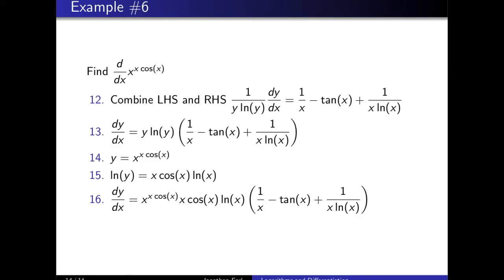Okay, well, from what we've said before, y is x to the x cosine of x, and ln of y is x cosine of x times ln of x. So just putting those two things into line 13, we'll get a final answer of dy by dx is going to be equal to x to the x cosine of x times cosine of x times ln of x, and then all times 1 over x minus tan of x plus 1 over x ln x. Okay, so that covers the first half of what I want to do here, which is look at logarithms.